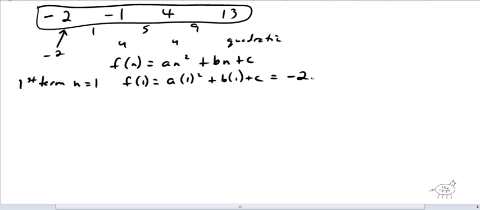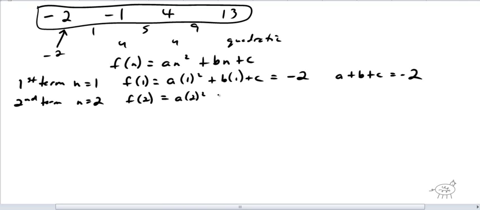Okay, so if I simplify this, I'll write it on the side here. I basically get a plus b plus c equals -2. That's my first equation. All right, and then for my second term, I'm going to say n is equal to 2. So it's f of 2, and I'm going to put a 2 wherever I see an n. So a times 2 squared plus b times 2 plus c equals, and my next term is -1. So I simplify all that, and I get 4a plus 2b plus c equals -1.